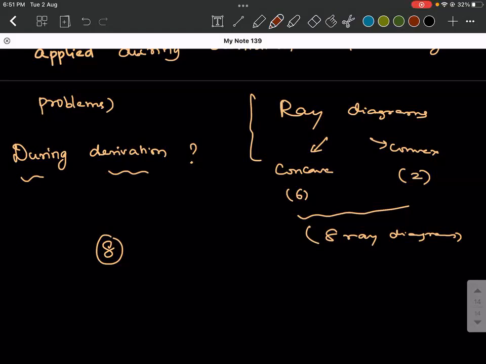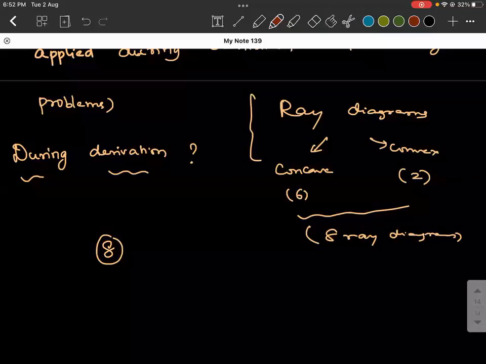So this is the reason. Wherever you have multiple scenarios present, you should always go with the concept of sign convention during derivation as well. Is that point clear to everyone? Yes, sir.